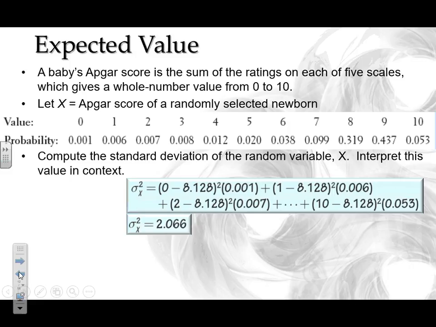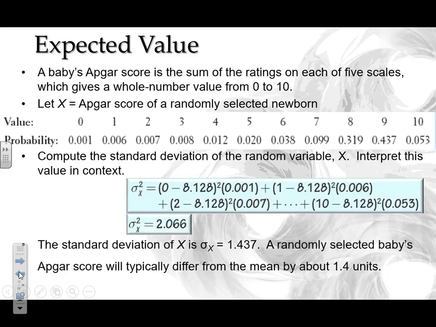So if I know what my variance is, how do I get my standard deviation? Take the square root. So the square root would be 1.437. Now, interpreting standard deviation is exactly the same as when we interpreted standard deviation before. And again, some of you probably need some practice with that.